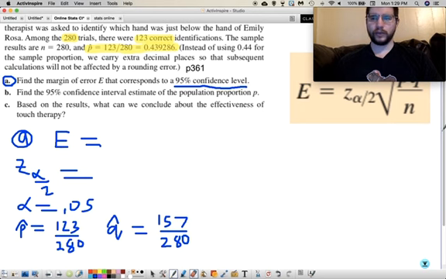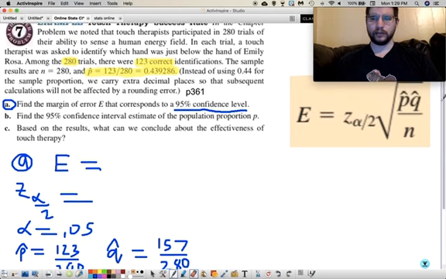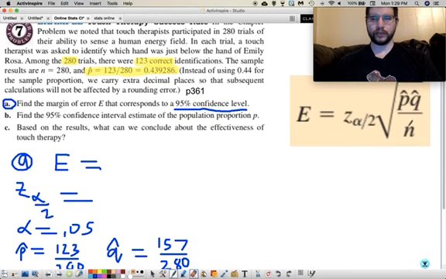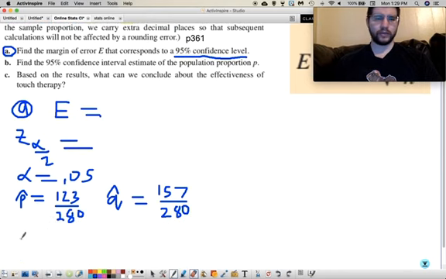So let's see, what else do we need? We've got alpha, so we can look up z of alpha over 2. We've got p hat and q hat. We also need n. Well, n was the number of trials, which was 280. So here's my info. Use it to figure out what z of alpha over 2 is, so we can figure out what E is.